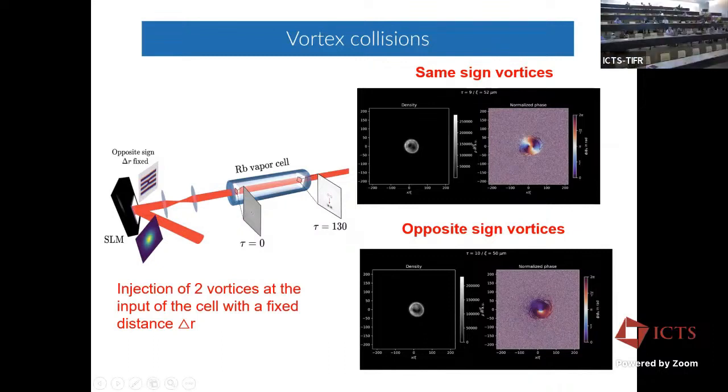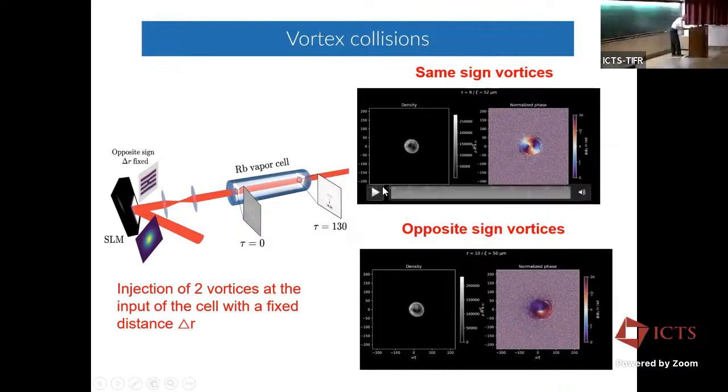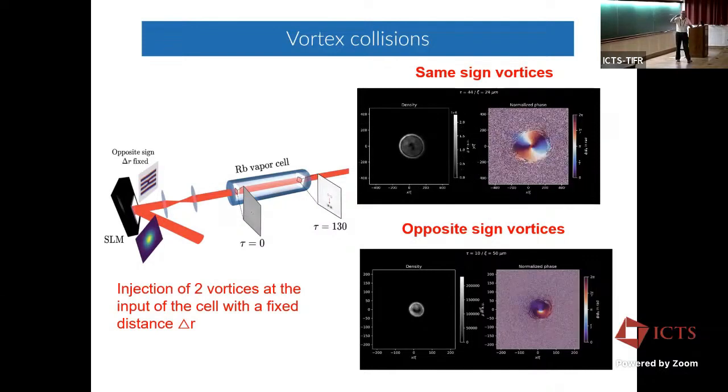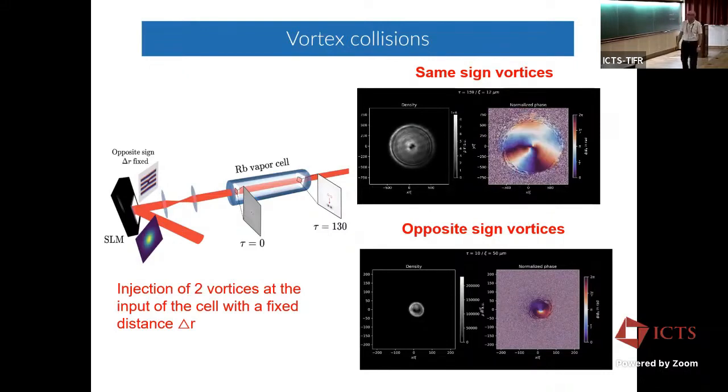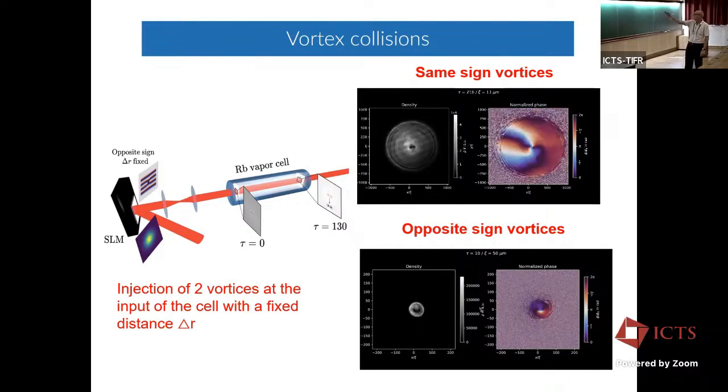Okay, the first is for the collision of two same-sign vortices. So we can see that they start to approach, and then they start to rotate one around the other. And at the end, they stop moving, because we have a problem with the saturation of the nonlinearity. So for the moment, we cannot increase the time of evolution by a lot.